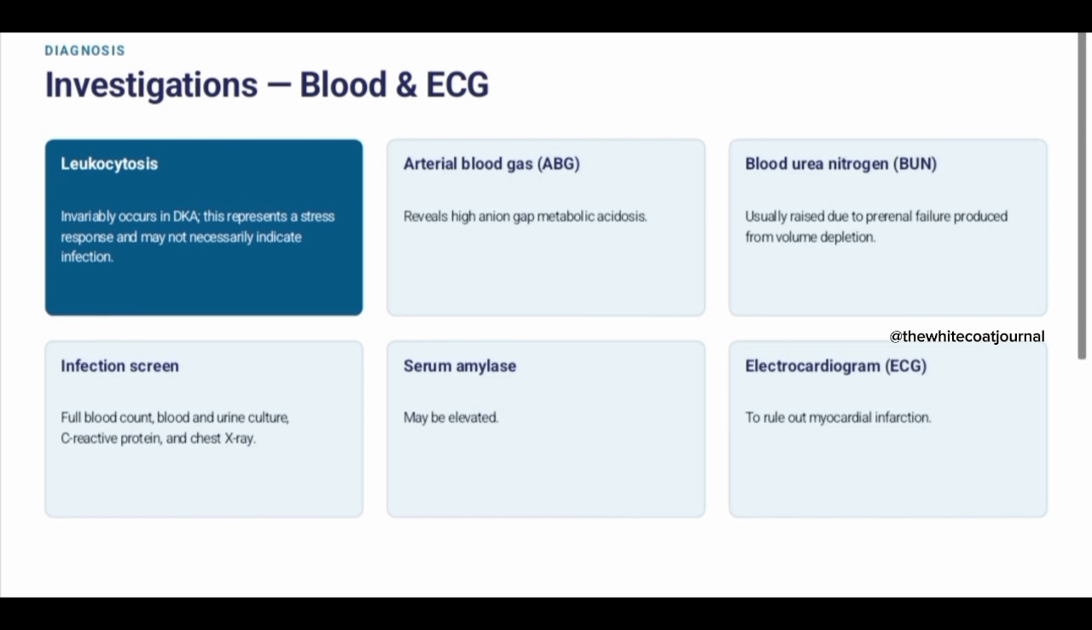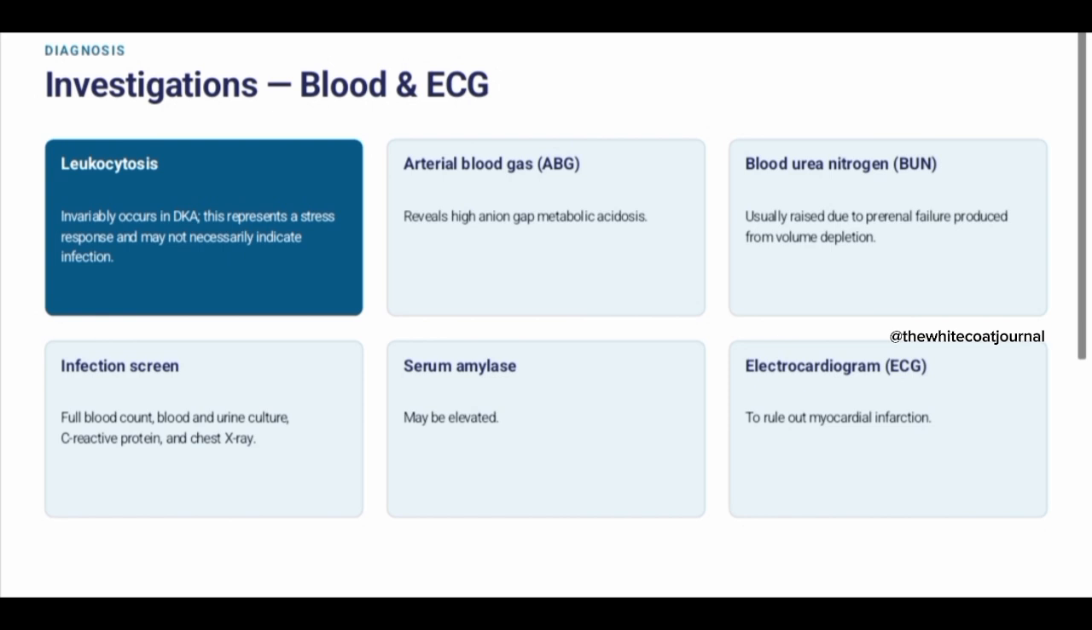So we should also look for the precipitating cause. Therefore, depending on the clinical situation, we investigate for infection, MI, pancreatitis or other acute illness. And ECG is very important, particularly because potassium abnormalities can produce dangerous cardiac changes and myocardial infarction may be a precipitating factor.